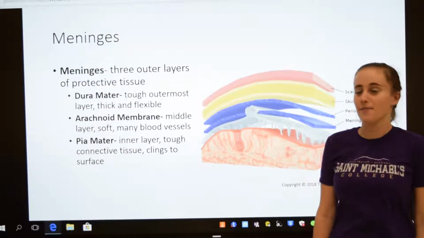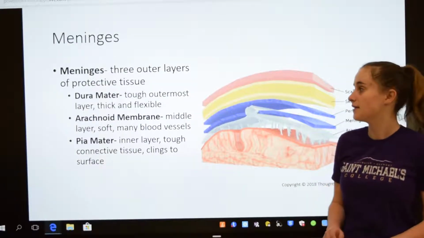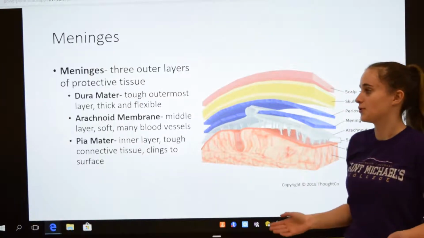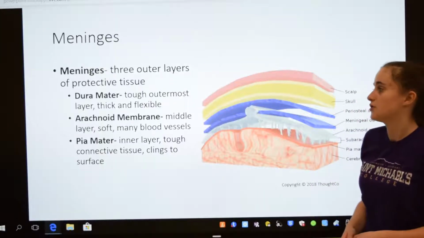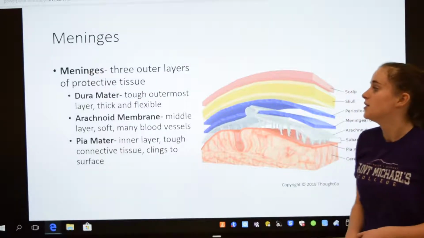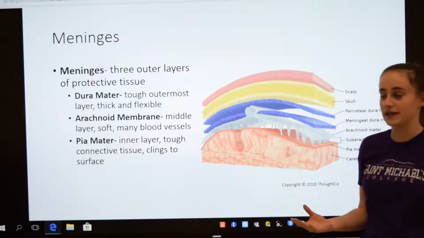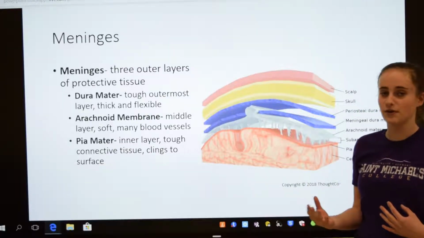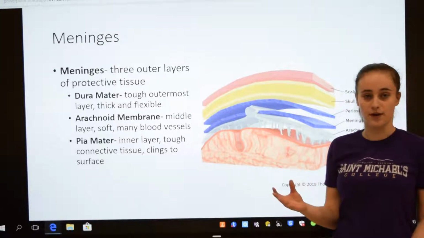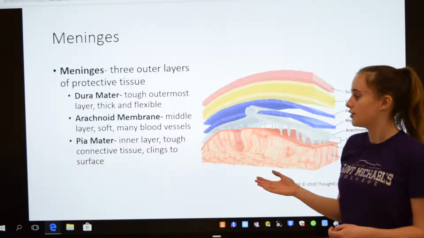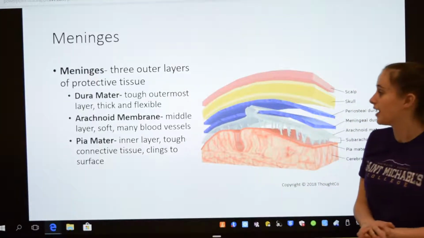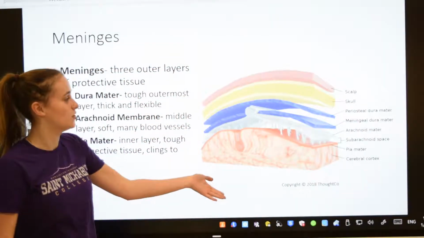Hi everyone, I'm Jenna, and I'm going to talk about some of the internal parts of the brain. So going from the outside in, first we have the meninges, which is basically just three outer layers of protective tissue for our brain. So the three layers are the dura mater, the arachnoid membrane, and the pia mater. So the dura mater is the tough outermost layer of the meninges. It's thick and flexible. And then we have the arachnoid membrane, which is the middle layer. It's softer and has many blood vessels contained in it. And then you have the pia mater, which is the innermost layer, and it's tough connective tissue that actually clings to the cerebral cortex. So you can see that in this image right here.